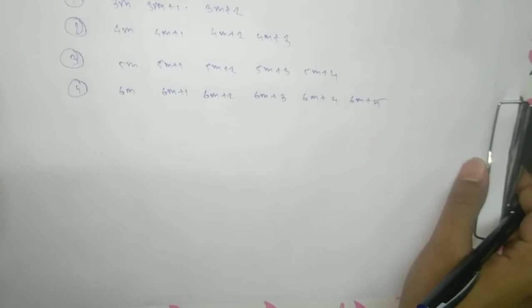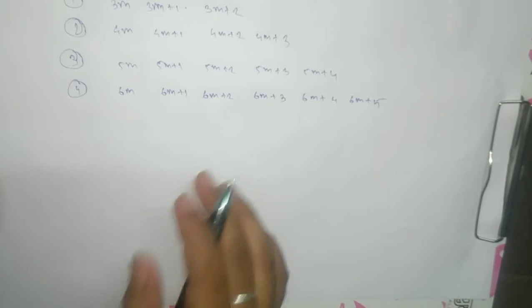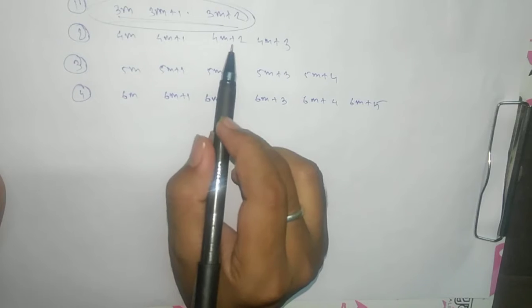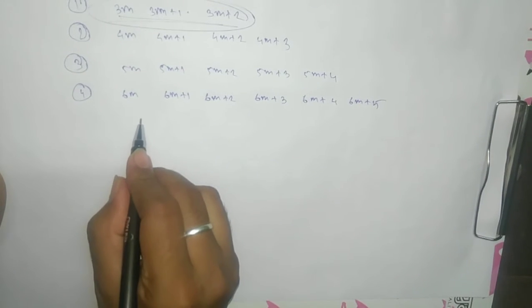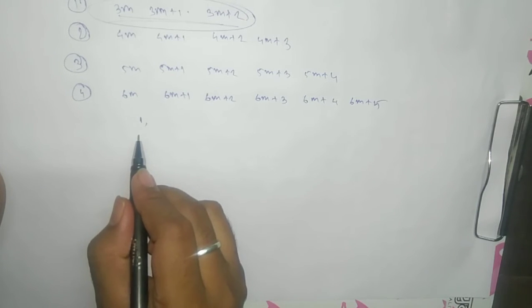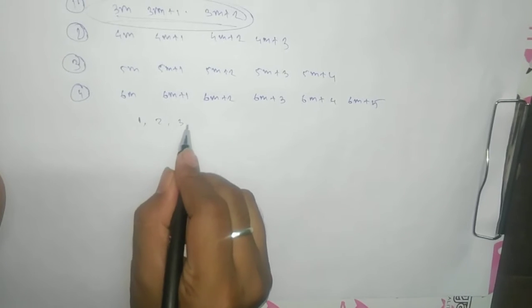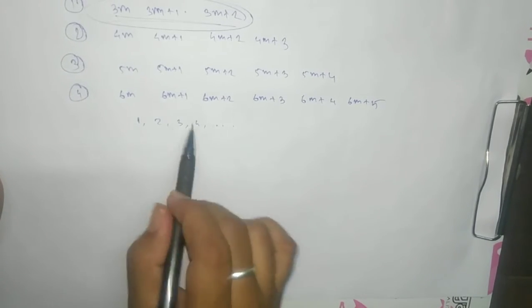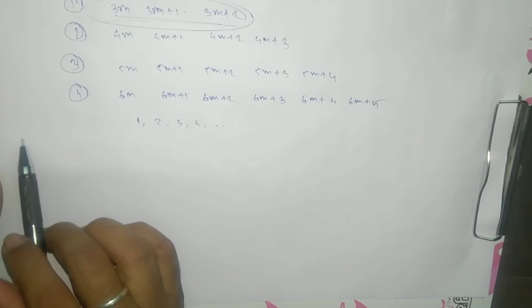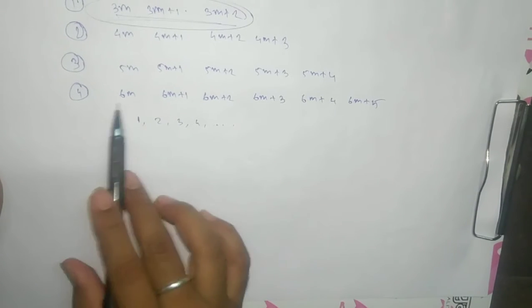Okay, so what are we going to see today? They are saying any positive integer, which means it starts with 1. That means they are talking about the natural numbers. The natural numbers start with 1, 2, 3, 4. That means each number can be represented by any one of these forms. Is it limited to this?